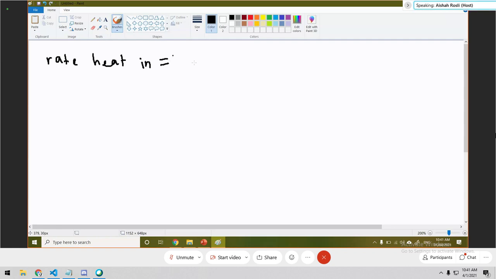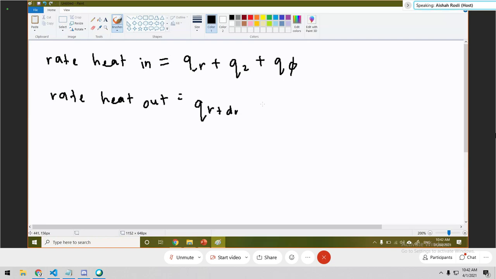So in this case, the rate of heat in is equal to Qr plus Qz plus Q phi. It's pretty simple, because of course the rate of heat in is the rate of heat coming in from all directions. Rate of heat out is the rate of heat going out in all directions, which is Qr plus dr, Qz plus dz, Q phi plus d phi. So still pretty simple, right? I hope you can follow.